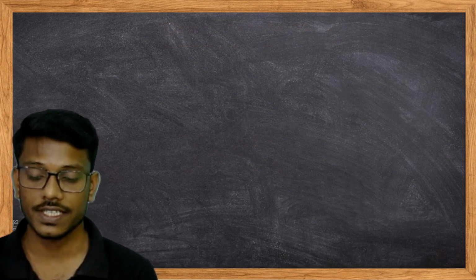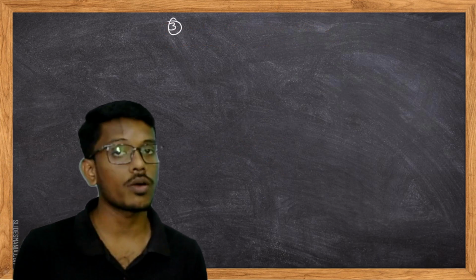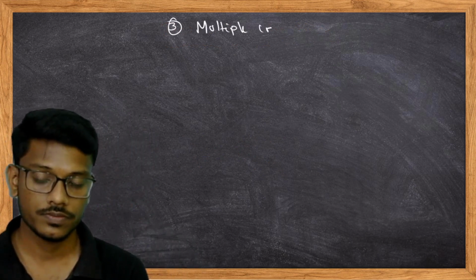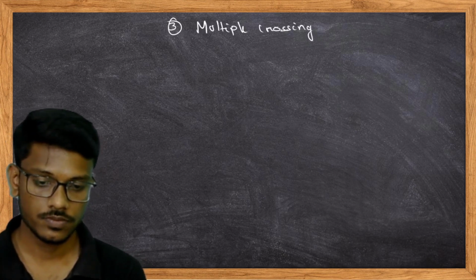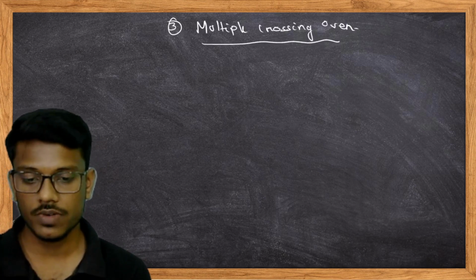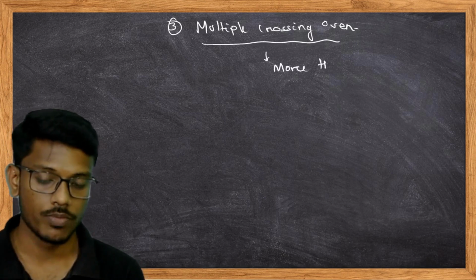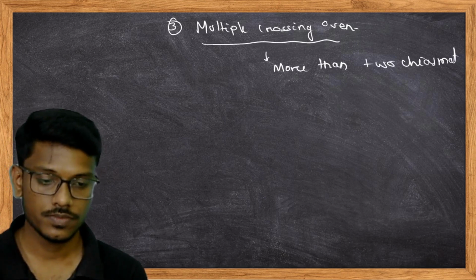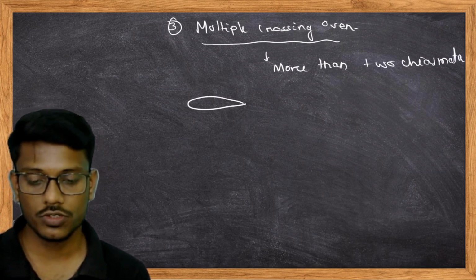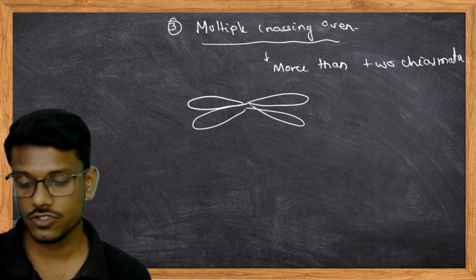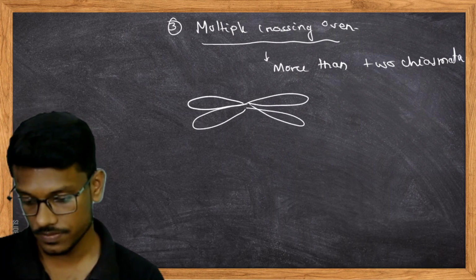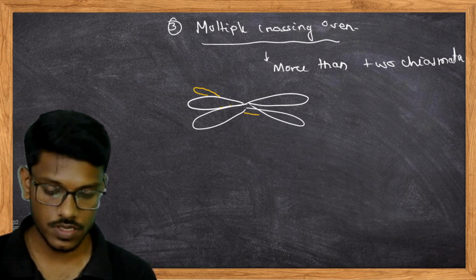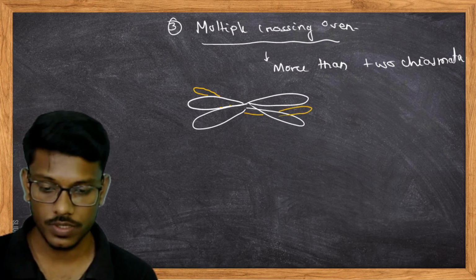From the name, it suggests that there will be formation of more than two chiasmata. That is known as multiple crossing over. In multiple crossing over there will be formation of more than two chiasmata. Suppose this is one chromosome and its homologous partner comes here, and they come in contact during crossing over.